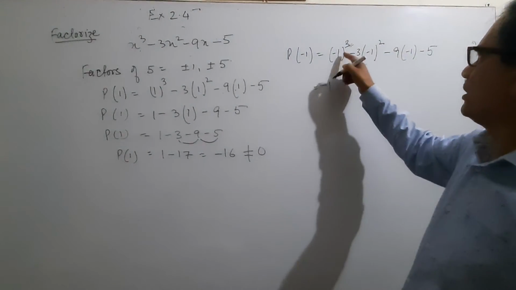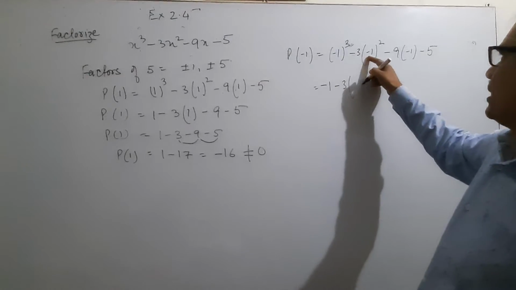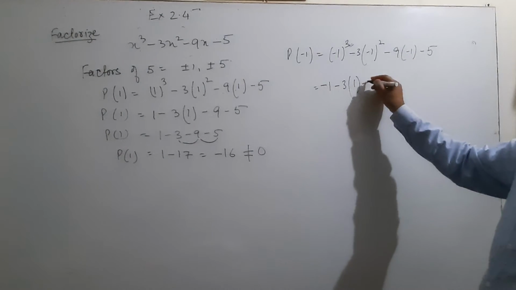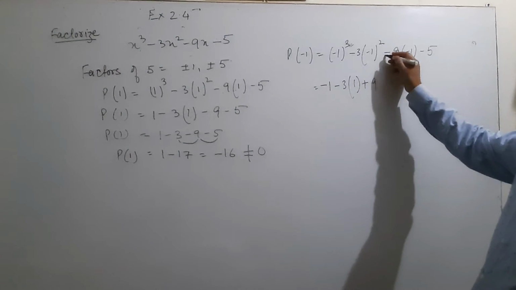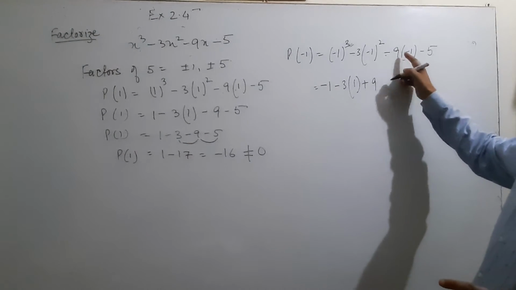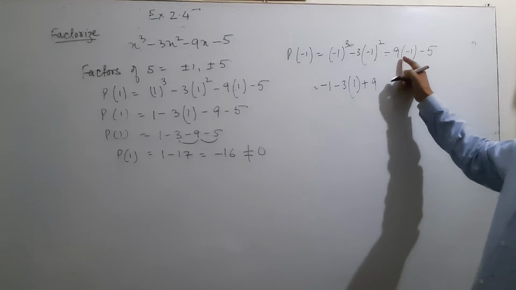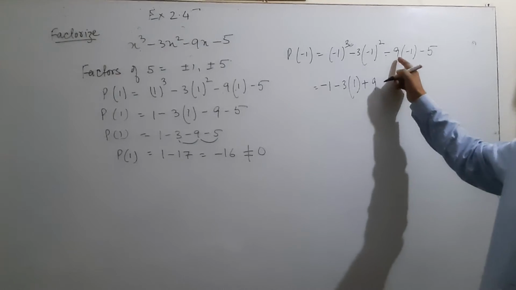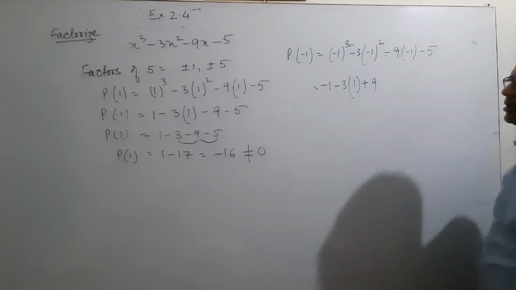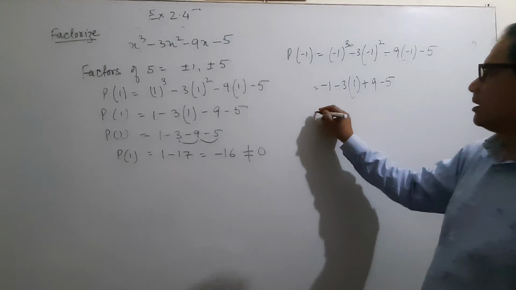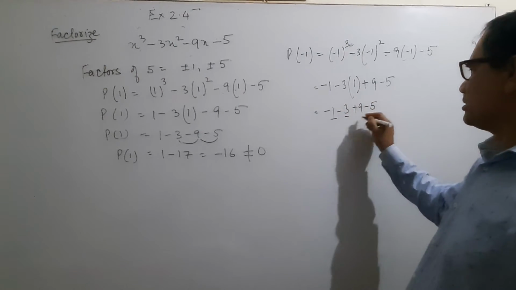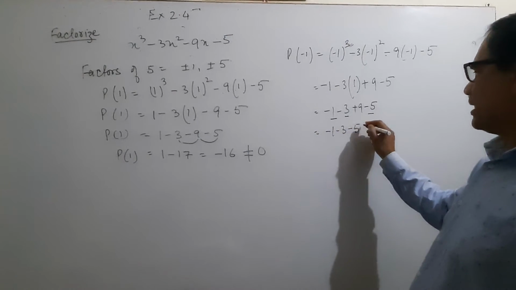It will be minus 1, since 1 cube is equal to 1. Minus 3, and minus 1 squared: the power is even, so the answer is positive. Minus 3 times 1 gives minus 3. Then 9 times minus 1: these are multiplied, not added or subtracted, so minus multiplied by minus gives plus 9. A bracket means both are multiplied to each other. And here is minus 5. So minus 1, minus 3, plus 9, minus 5.